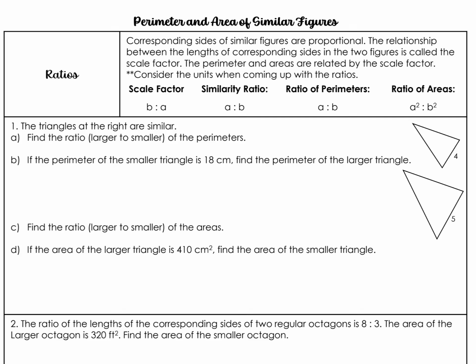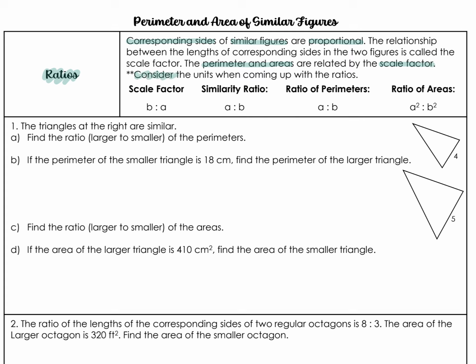In this video, we're going to go over perimeter and area of similar figures. We're going to begin with ratios. Corresponding sides, so in the same spot on the figures, of similar figures are going to be proportional. The relationship between the lengths of your corresponding sides in the two figures is called your scale factor. The perimeter and areas are going to be related by the scale factor.